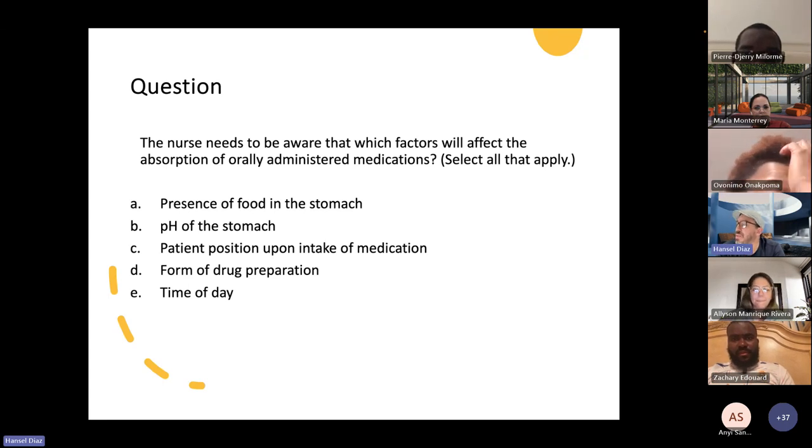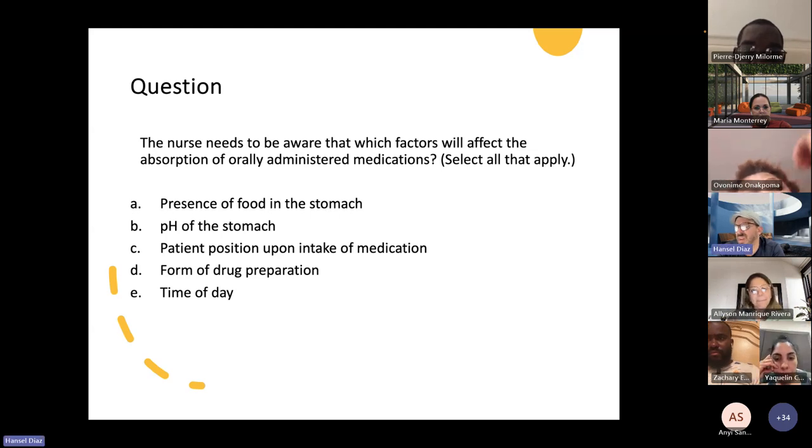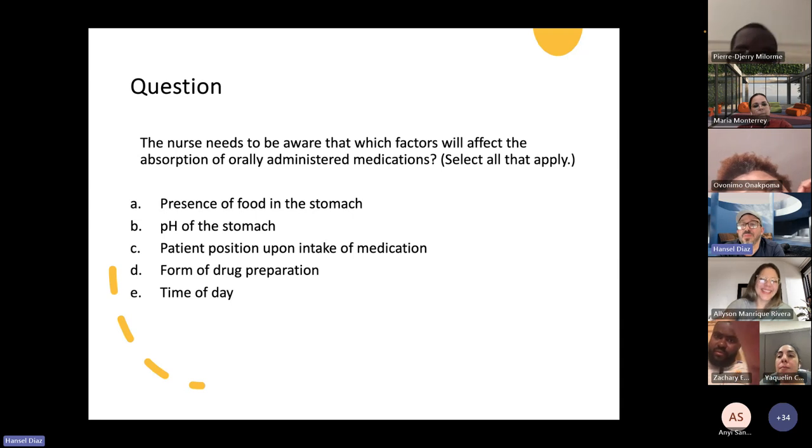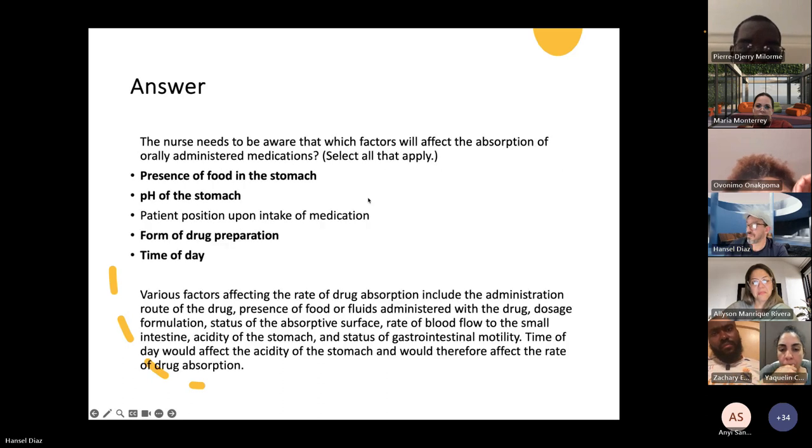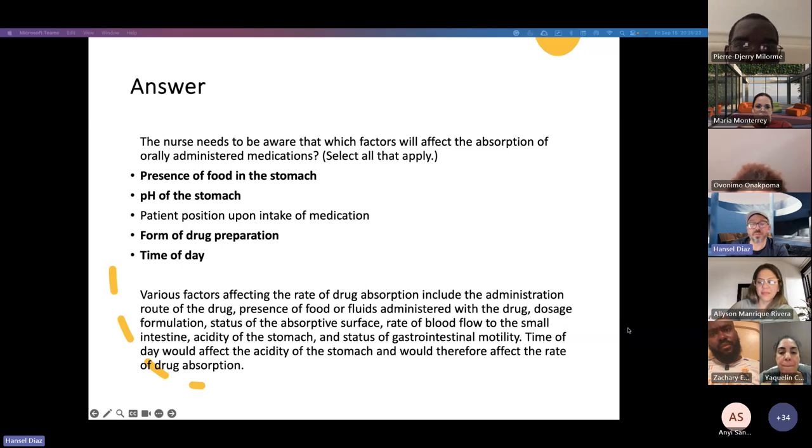Now, the patient position during intake of the medication. Not really. If you can swallow it, it doesn't matter if you're in Trendelenburg. You swallow it, and that's it. Form of a drug preparation? Yes. Time of the day? Biorhythm? Yes. Definitely. Most definitely. Right, guys? Do we agree? Do we agree with them? Okay.